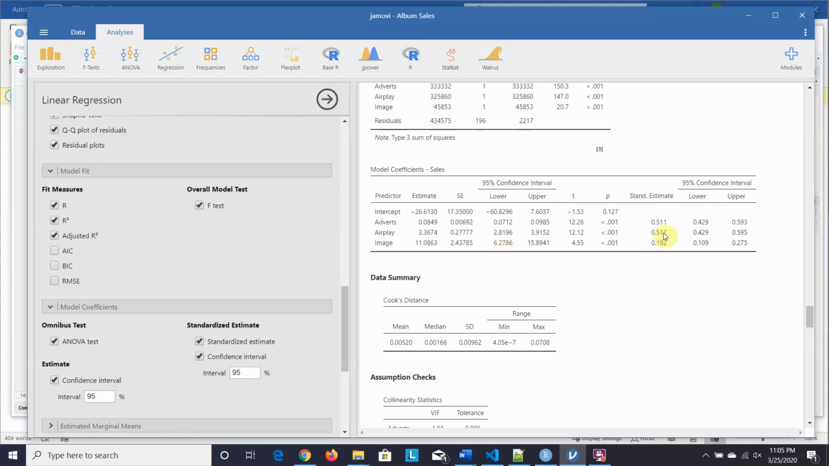For airplay, for a 1 standard deviation change in airplay, we're going to change sales by 0.512 standard deviations when controlling for the other variables in the model. And with image, for a 1 standard deviation change in image, we're going to change the sales variable by 0.192 standard deviations. So these are comparable, and so the biggest predictor is airplay, with adverts being really close, and image is the smallest predictor with 0.192, but it's still significant.